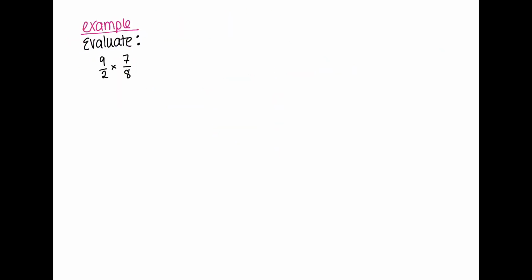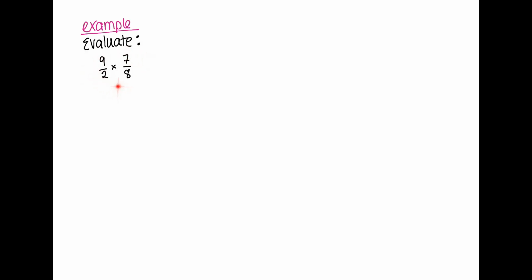Let's go ahead and do one more example. All right, so over here, if I think about that second method that I did, we have 9 halves times 7 eighths. So I'm looking for common factors for any combination of a top and a bottom. I know 9 and 2 don't have any common factors, and 9 and 8 don't have any common factors, so I can't simplify there. 7 and 2 don't have any common factors, and 7 and 8 don't have any common factors. So there are no common factors here.